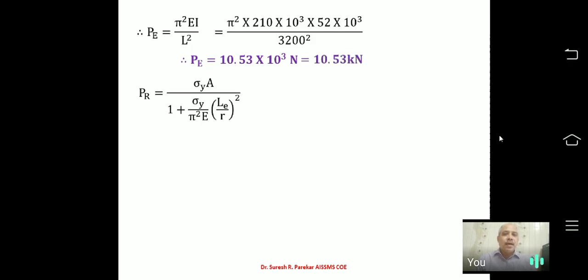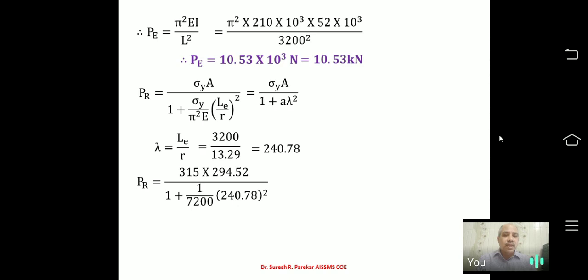Now we know this value of P, then we will go to PR. In PR we have all these values: sigma Y we know, A we know, E we know, LE we know, R we know. Substituting all these values in this equation, we calculated lambda over here, which is 240.78. Substituting these values, I will get value of PR equal to 10.25 into 10 raised to 3 Newton, that is 10.25 kilonewtons. So we have to go in this fashion, we have to compare this. Now if we see, both values are nearly the same, because the cross section is less.